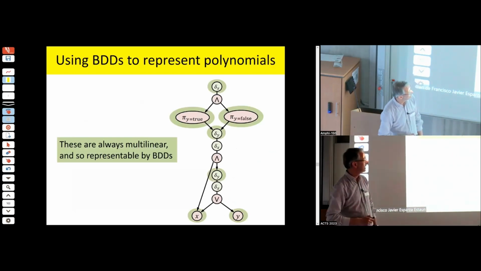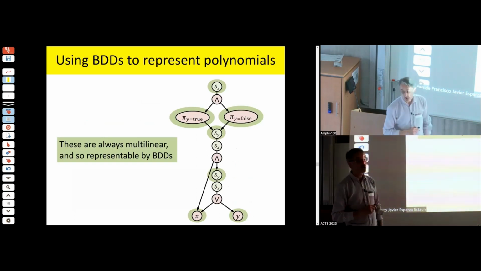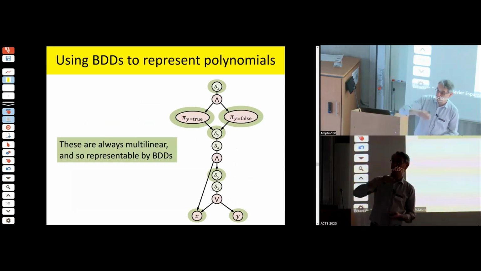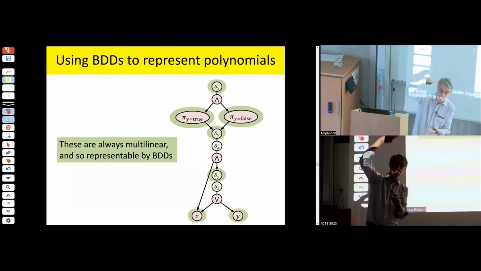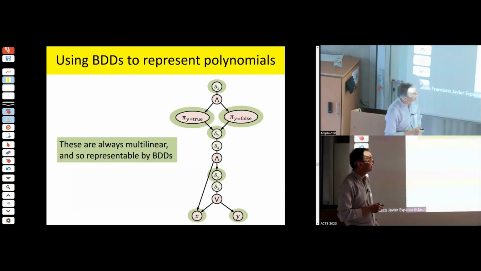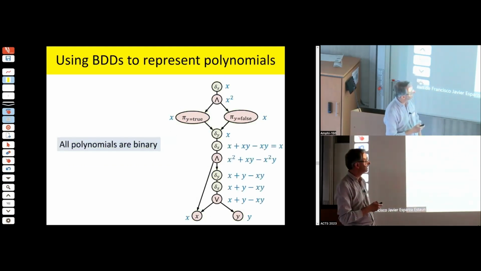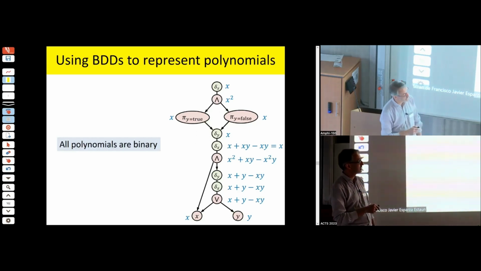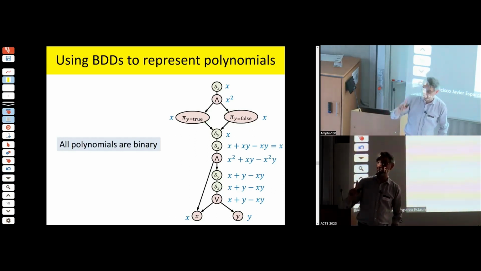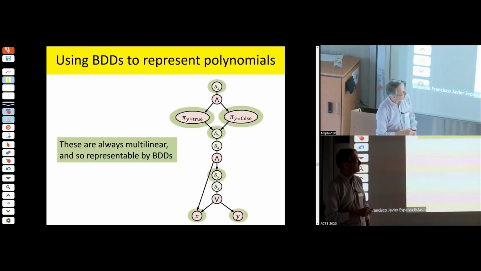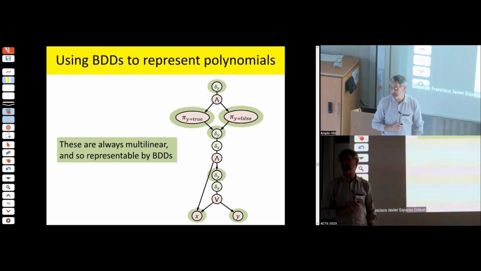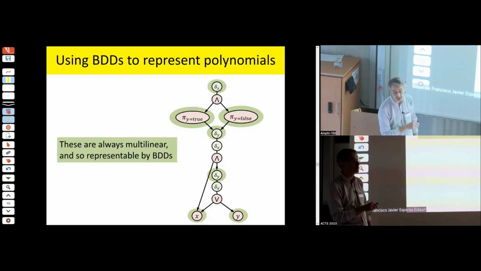And now, those ones marked in green, they are all multilinear, because remember that the degree reduction was designed to bring them back to multilinear. So now it turns out that, when I said something wrong: that all polynomials are binary doesn't yet mean that they are representable by BDDs. For BDDs, they also have to be multilinear. But all these ones were not only binary, they are also multilinear. So these ones can be represented by BDDs, the ones at these nodes, right?